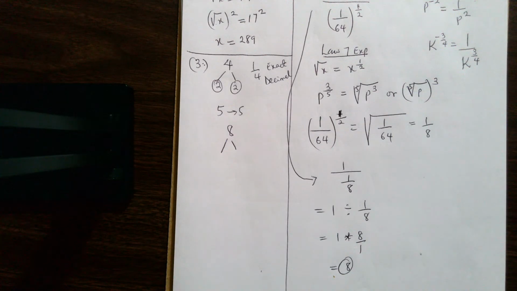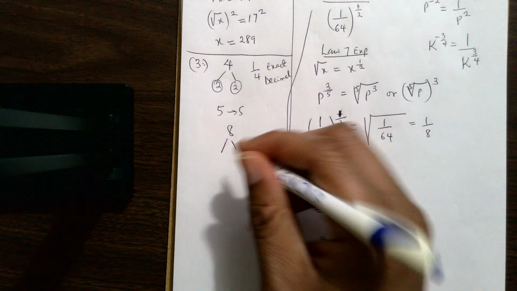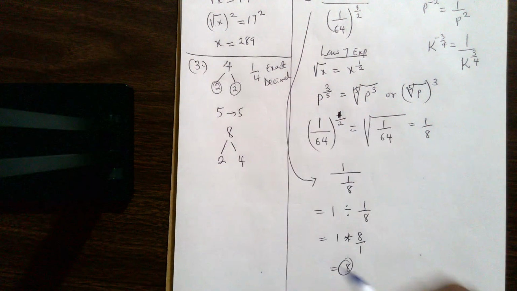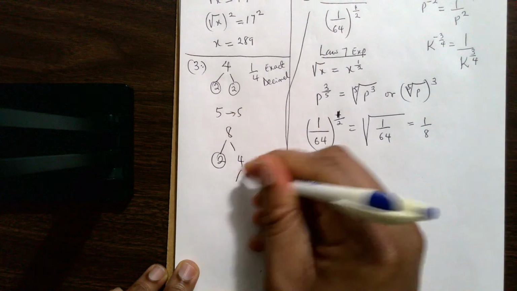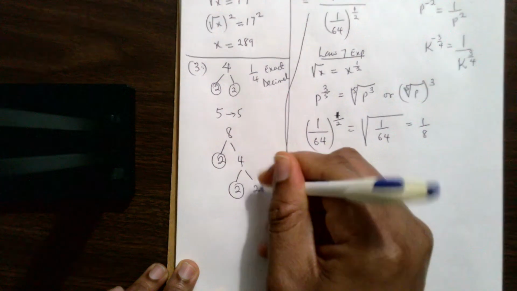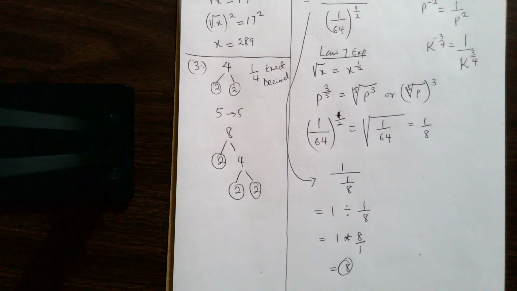The next one is 5 over 8. So we look at 8. 8 is 2 and 4. And then we do 4. 4 is 2 and 2. So this still gives us 2's. So the fraction 5 over 8 will be an exact decimal. Okay, it's going to be a terminating decimal.